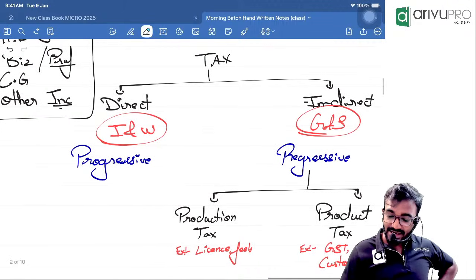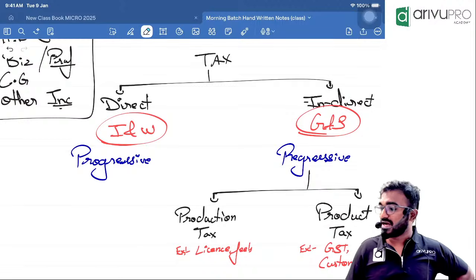Next to that tax, kindly write this down. This is also useful. Again, in chapter 6, we have to speak about this.